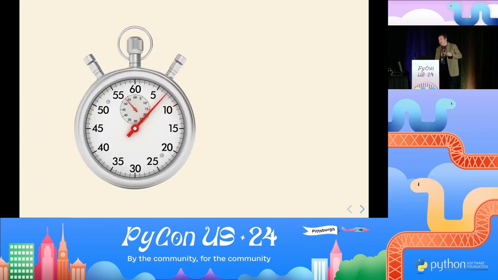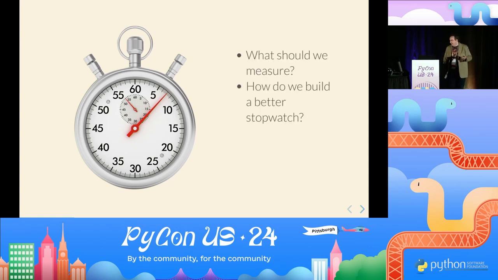So obviously, at a fundamental level, what you have to do is time it. You have to have a stopwatch. You just want to be timing code. But there's this whole level of complexity below that that you need to grapple with when you're trying to answer that question. One is, what should we measure? How do we build a better stopwatch? And lastly, how do we scale up that stopwatch so we can share it with a bunch of people?